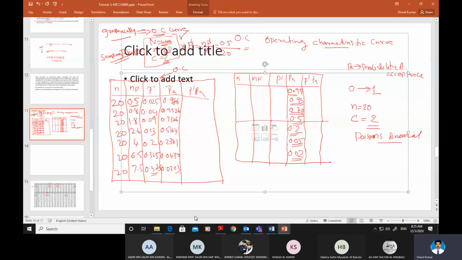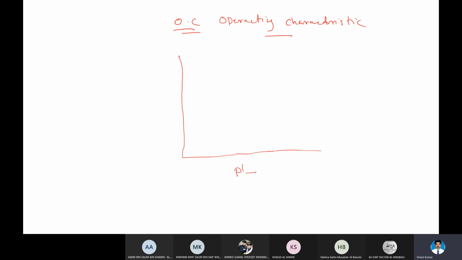So what graph I am going to draw in here is the OC curve, operating characteristic curve. In this curve, I will draw the y-axis and the x-axis. The x-axis is P dash, the y-axis is PA, probability of acceptance. What is PA? Probability of acceptance.